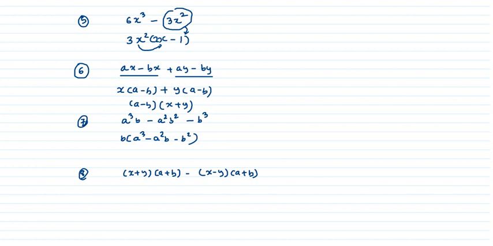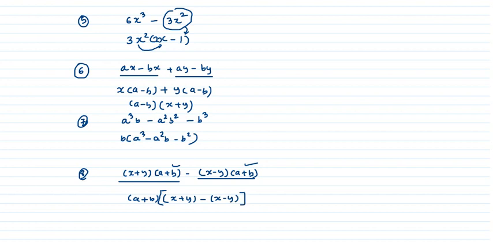Now if you see here, there are 2 terms, so from here what you can take out is a plus b. This you can take out as a common. So a plus b common. What you are left with is x plus y. Okay, so you have to put a square bracket: x plus y minus x minus y.